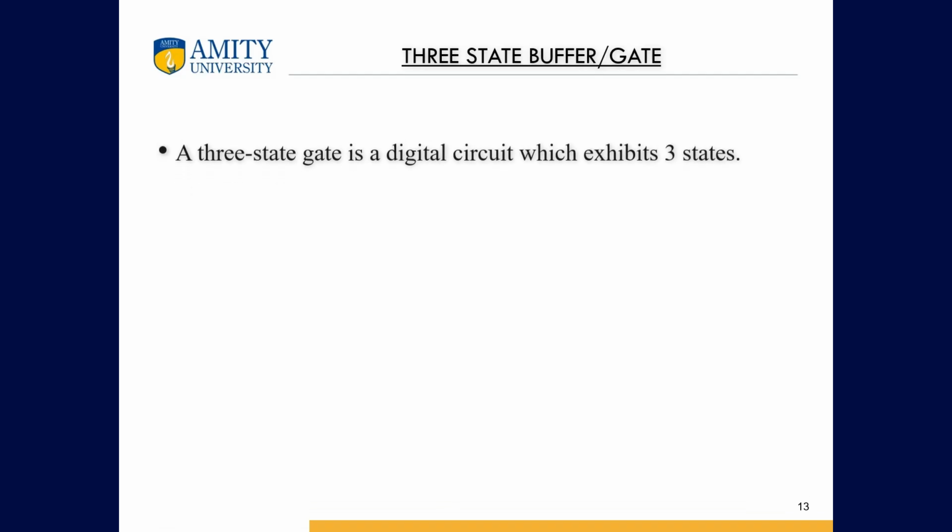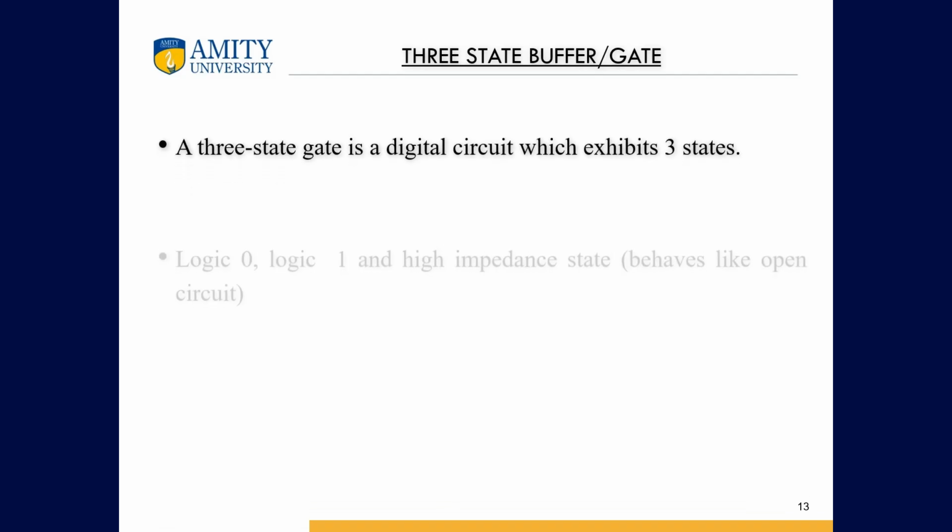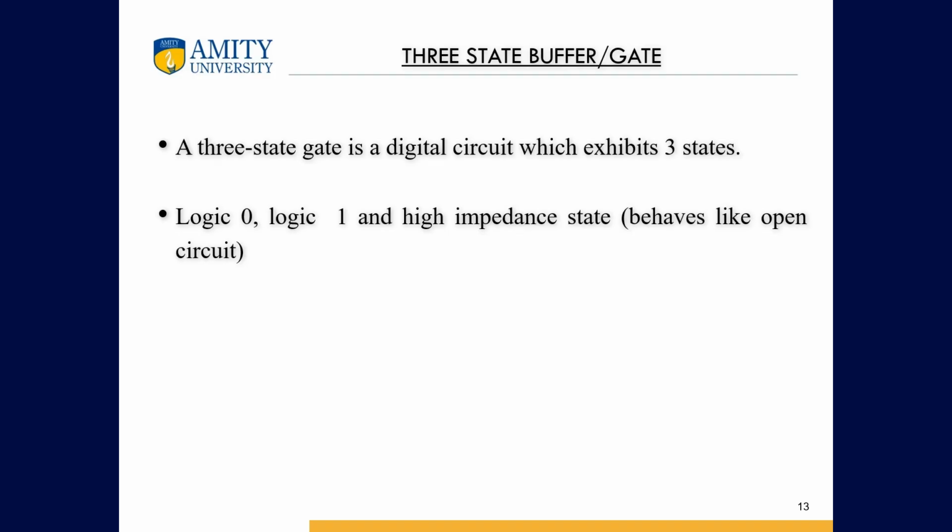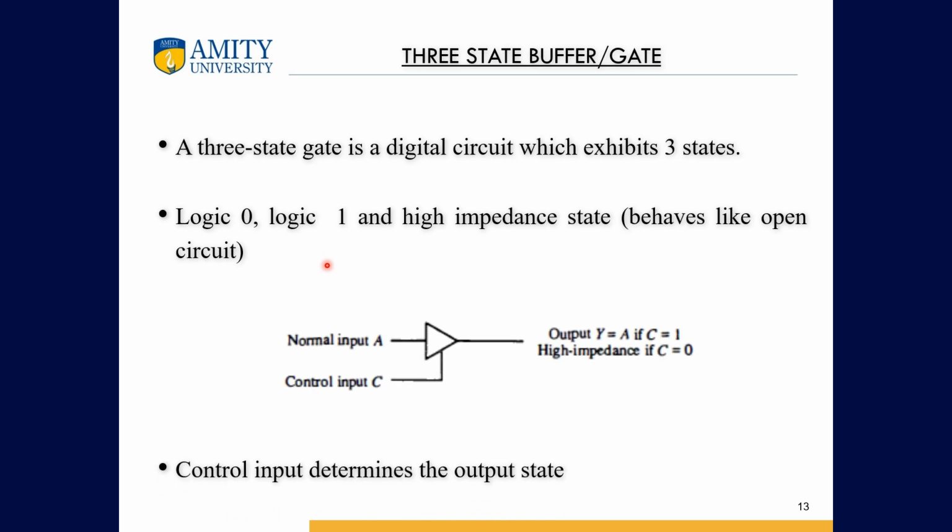A three-state buffer, or tri-state buffer, can also be used to show a common bus system. A three-state buffer, as the name says, has three different states: logic 0, logic 1, and the third state being high impedance. In this state, it behaves as an open circuit. The control input determines the output state. So input A and control C. C is going to determine what the output will be. Output Y equals A if C is 1, and high impedance if C is 0.